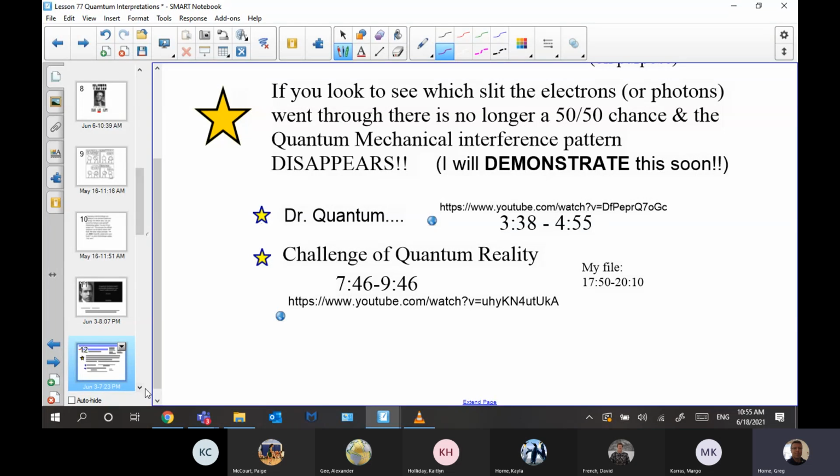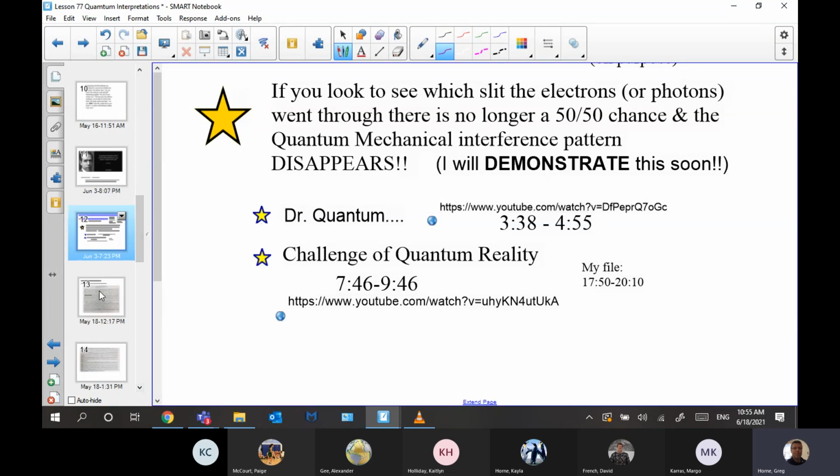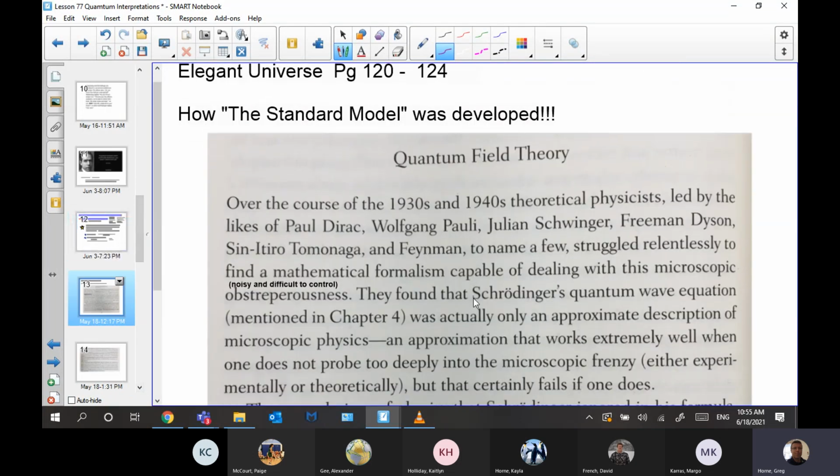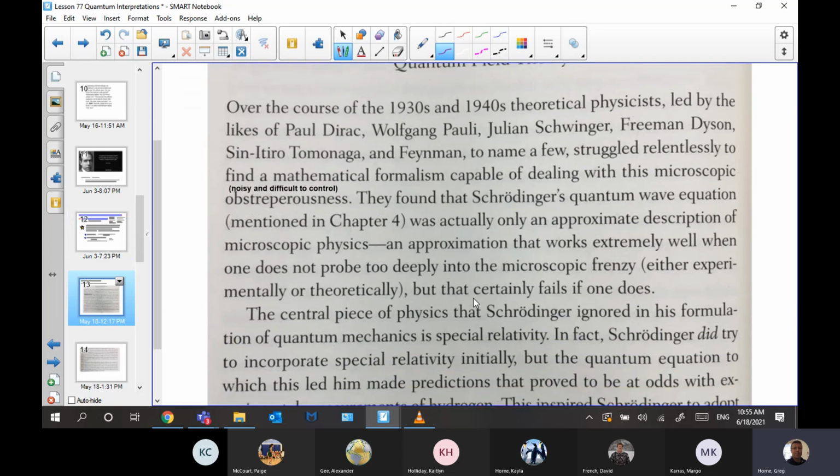So what's the next stuff here? Here we go. So this is to do with how the standard model was developed. So how to make sense of all of it, give you some extra details too about each of the forces of nature and how the equations sequentially were developed.